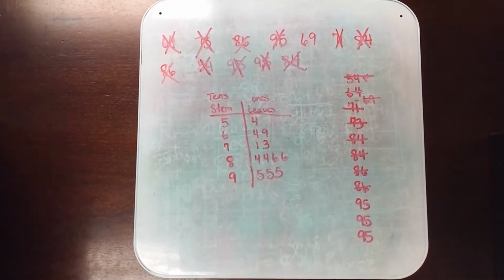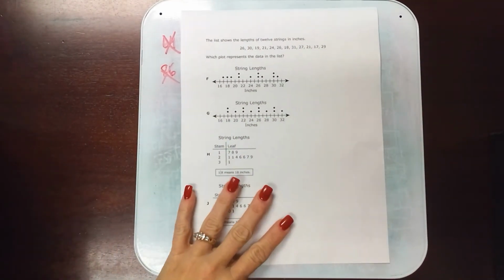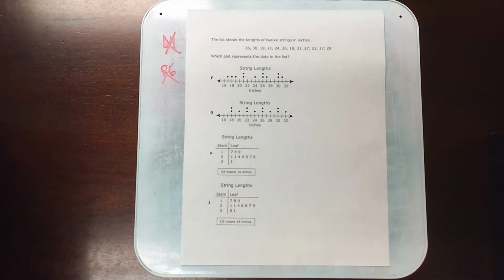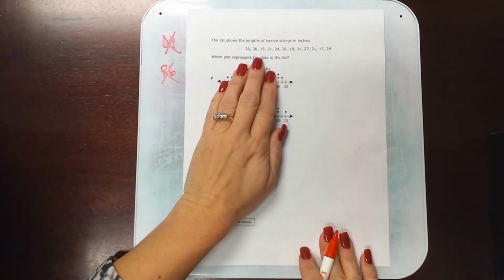Okay. All right, so let's go back and look at this one. This is a test question, and if you see it, wow, it gives you both the dot plot and a stem and leaf plot on this question. So it says the list shows the lengths of 12 strings in inches. Which plot represents the data in the list? Now, since it gives me the stem and leaf plot and the dot plot, I'm going to go ahead and follow my stem and leaf plot strategy, because all the numbers are mixed up here.